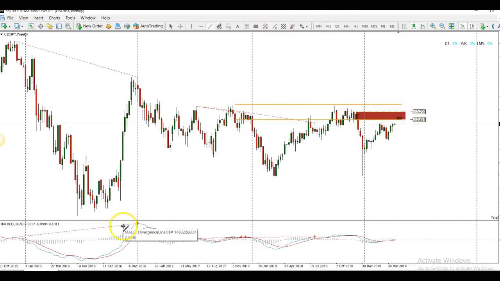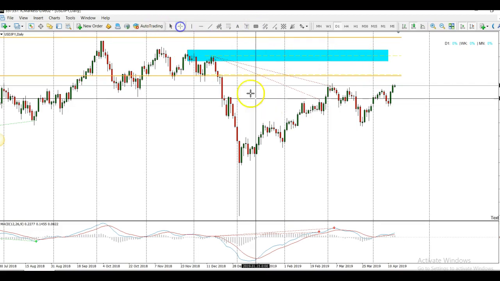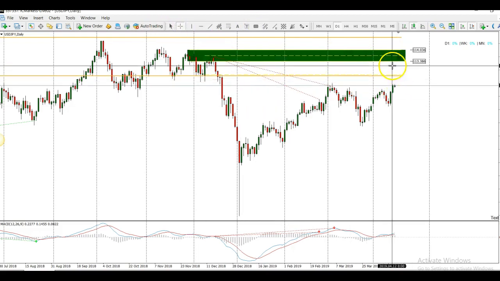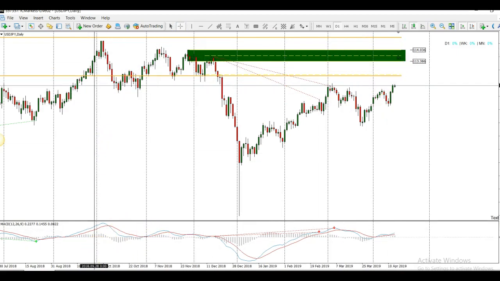This week, nothing yet. Down in the daily, you can see it up here. This is the area we want to be looking to go short. So I'm going to let the market make its way up towards the 113 area before looking at that again. So probably next week I'll be looking at that.